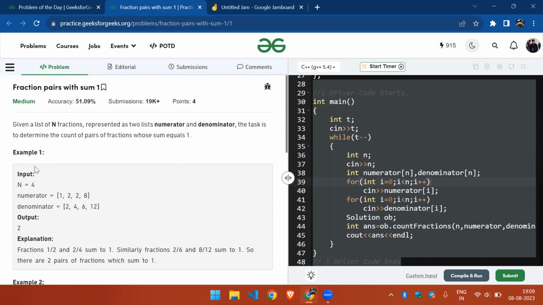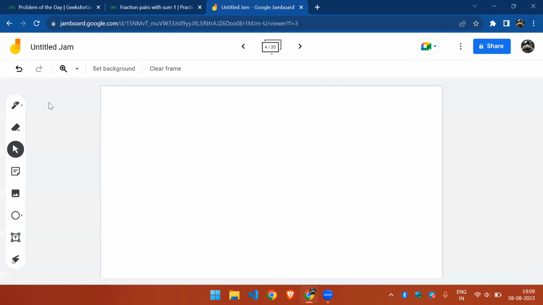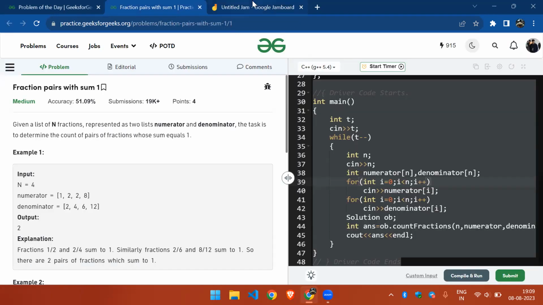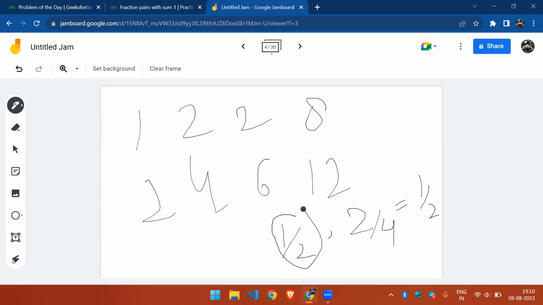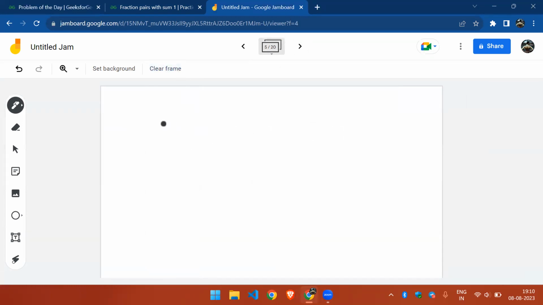So in this problem, we have been given the numerator array and denominator array. So let's first write it down. 1, 2, 2, 8. And the denominator array consists of 2, 4, 6, and 12, I guess. If you look closely, 1 and 2 can be represented as 1 divided by 2. This 2 by 4, if we cancel it out, we will have 1 by 2. And when we take the sum of this 1 by 2 and this 1 by 2, we get the result as 1.